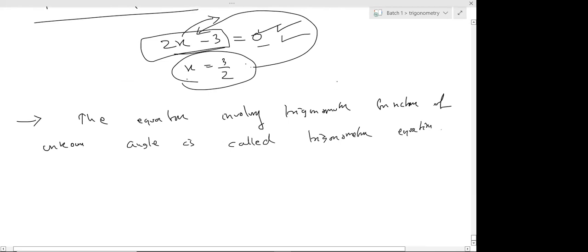In the above example, we had an unknown variable. In here, we have an unknown angle. Example, if I write 2 sine theta minus 1 is equal to 0. Here we don't know the value of theta. So this is a trigonometric equation. This is clear?